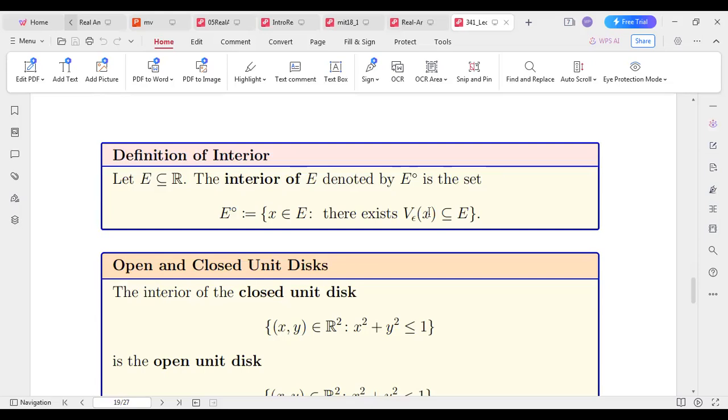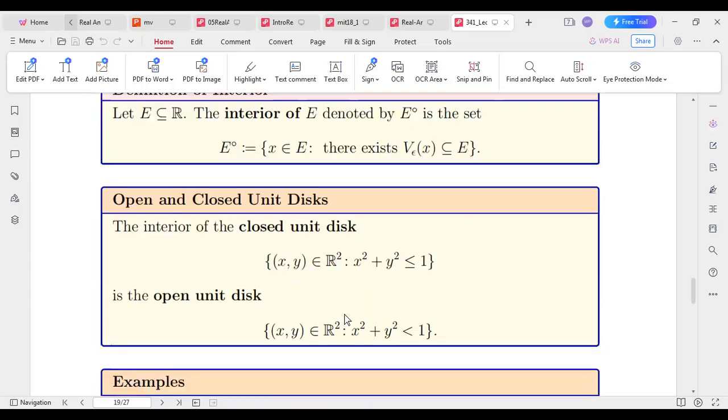For example, the interior of a closed unit disk in two dimensions, (x, y) belonging to R squared, with x squared plus y squared less than or equal to 1, with radius 1 and center (0, 0), is the open unit disk. The open one is the interior, and the upper one is closed. So this is actually the interior.